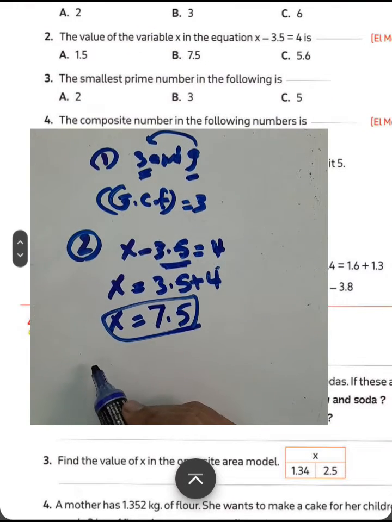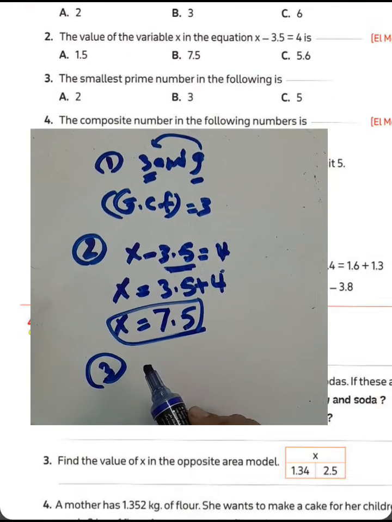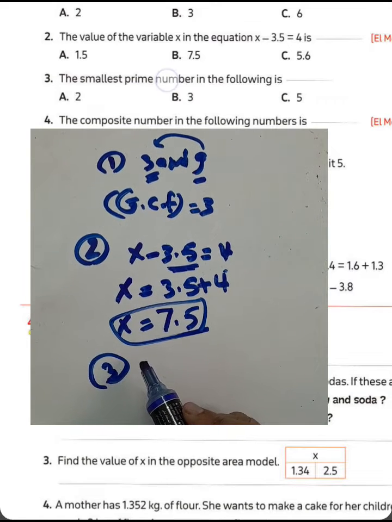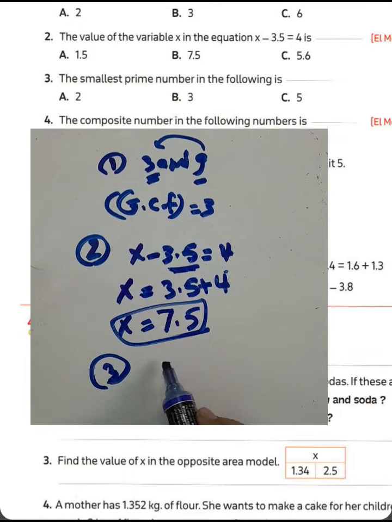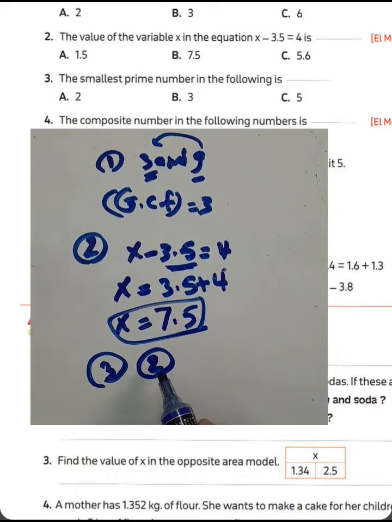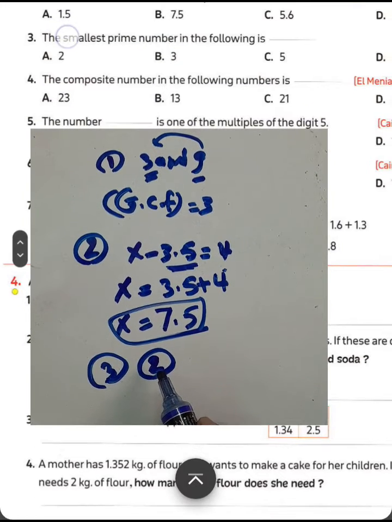Question number 3. The smallest prime number is the following. What? The smallest prime number, it will be 2. Choose letter A.